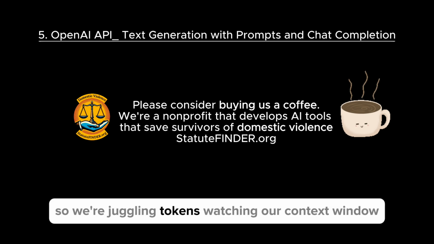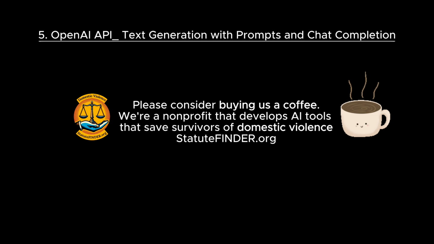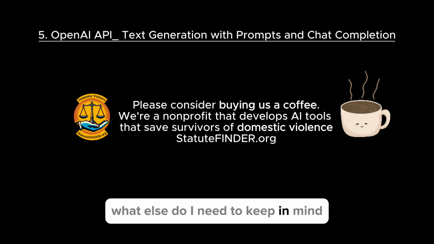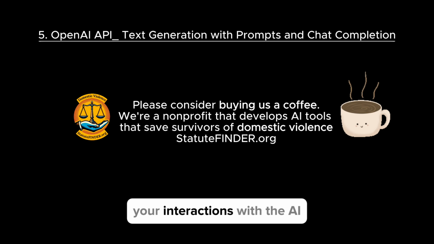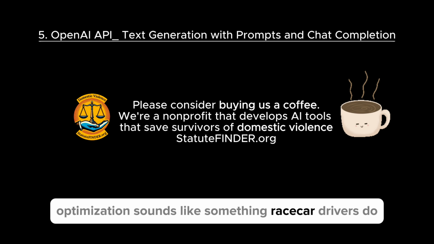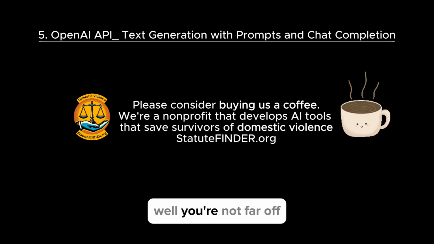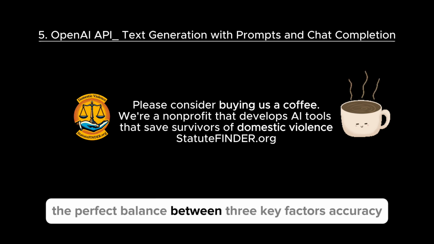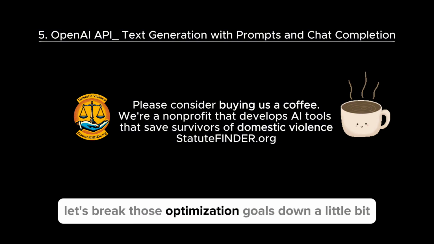So we're juggling tokens, watching our context window, and crafting the perfect prompts. It sounds like there's a lot to consider to get the most out of these AI models. What else do I need to keep in mind? Well, that's where optimization comes into play. It's all about fine-tuning your interactions with the AI to achieve the best results. Optimization sounds like something race car drivers do to get that extra little bit of speed. How does that apply to working with AI? Well, you're not far off. In the world of AI, optimization is all about finding the perfect balance between three key factors: accuracy, cost, and latency.